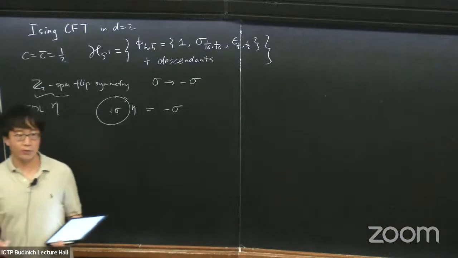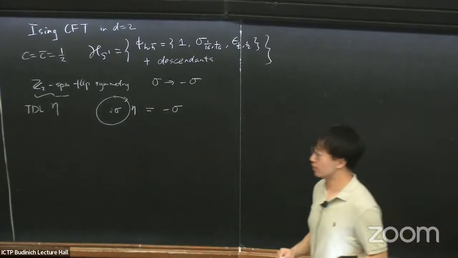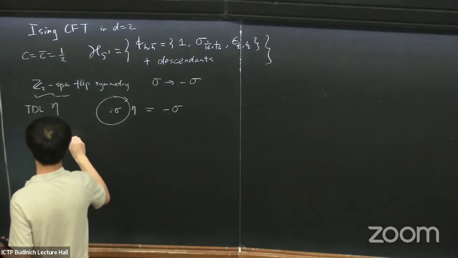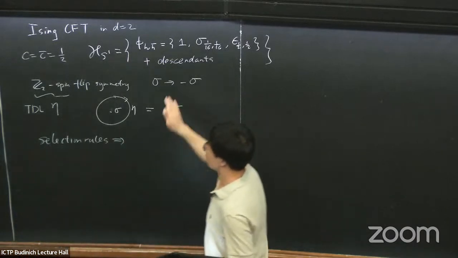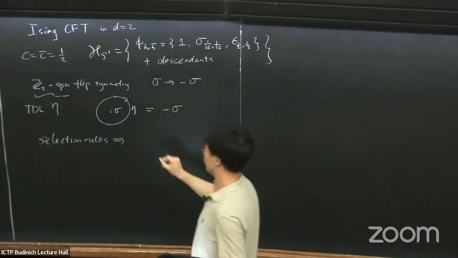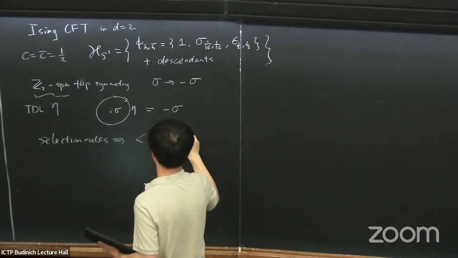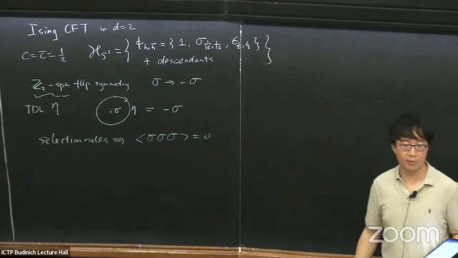As I told you in the very first lecture, a hallmark of symmetry is that it gives rise to selection rules. In particular, in this case, because the sigma operator is odd, this implies immediately that any correlation function that involves an odd number of sigmas, in particular the case with 3 sigmas inserted at arbitrary locations, had better be 0.